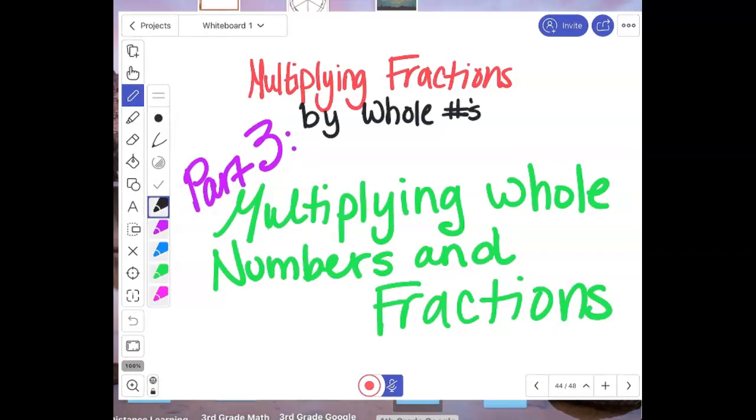So far, we have looked at fractions as products of unit fractions, and we have looked at how you take a whole number and multiply it by a unit fraction. And now what we're going to do is put it all together, and multiply whole numbers by any fraction. So we're going to use what we just learned, and it's going to help us with this.